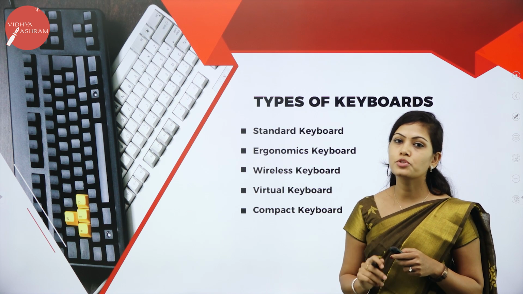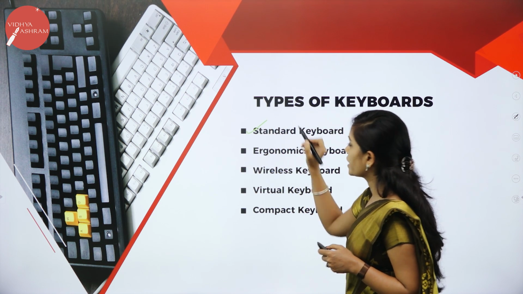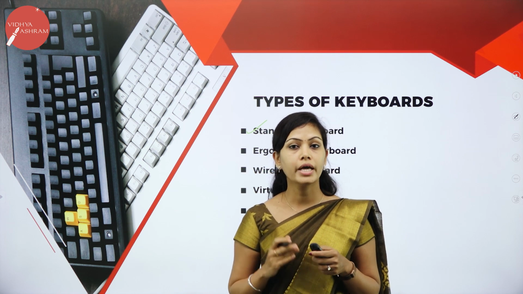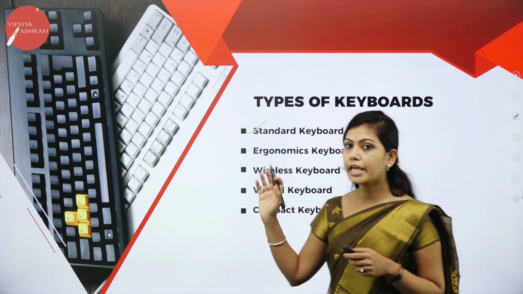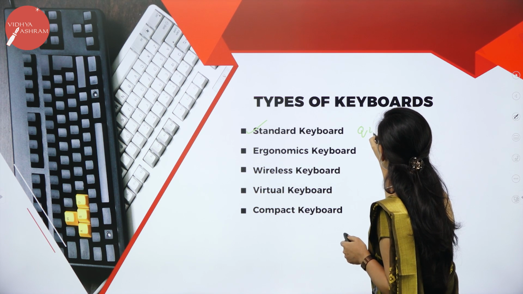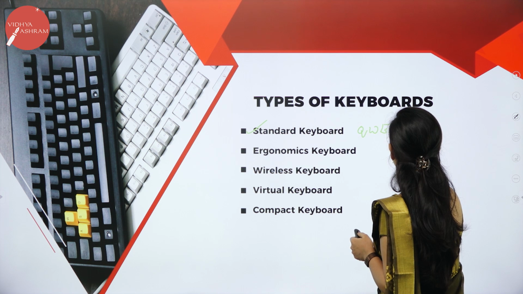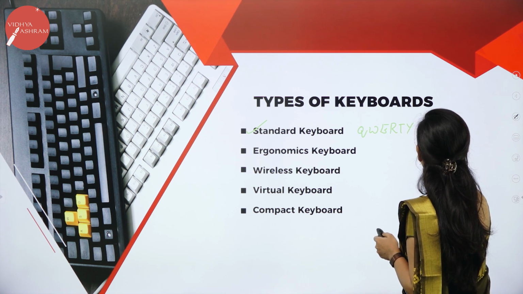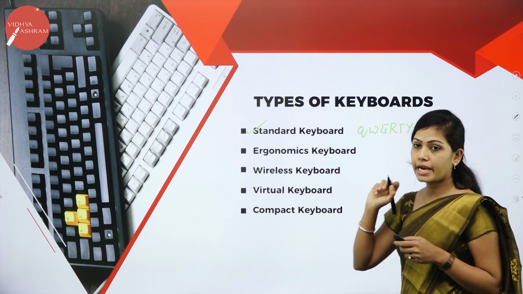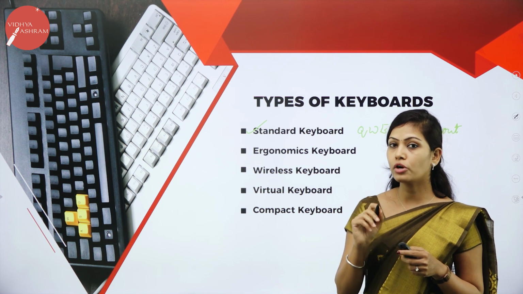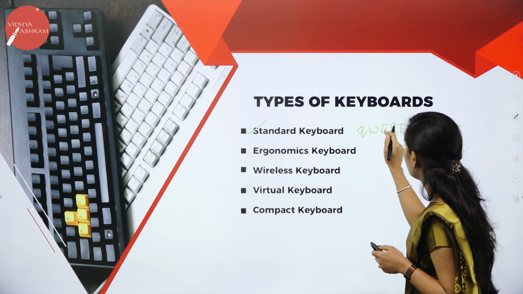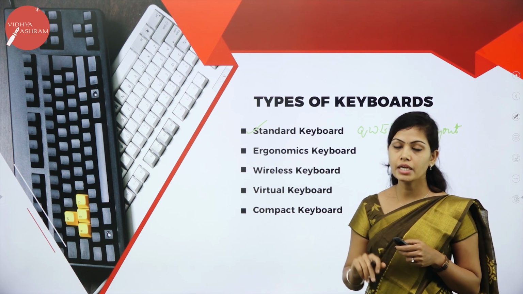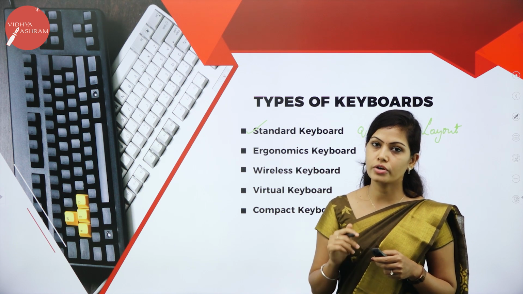Next we'll see the types of keyboard. The first one is the standard keyboard. What is a standard keyboard? A standard keyboard consists of 104 or 108 keys. This standard keyboard is called QWERTY layout because the top row consists of QWERTY. So the standard keyboard is called QWERTY layout. It consists of 104 or 108 keys.